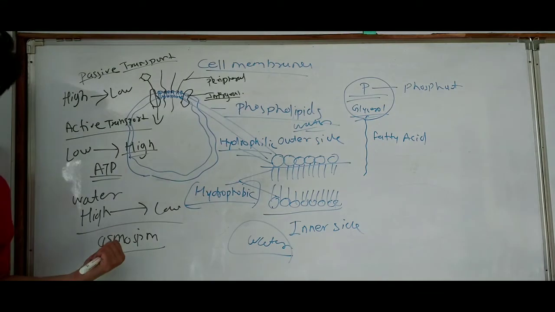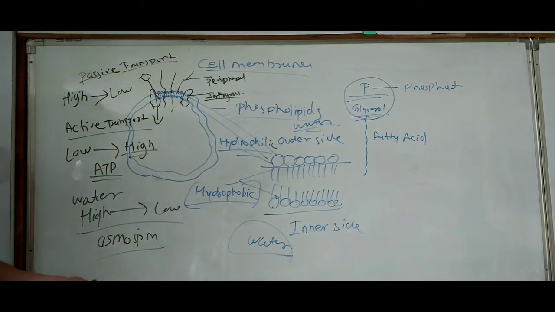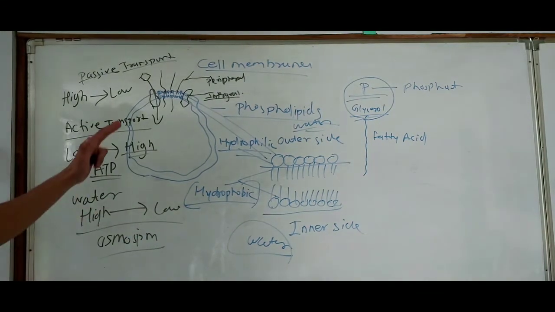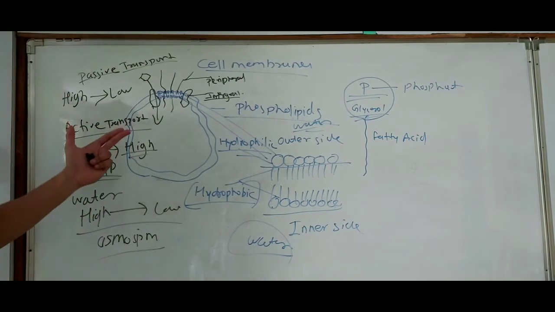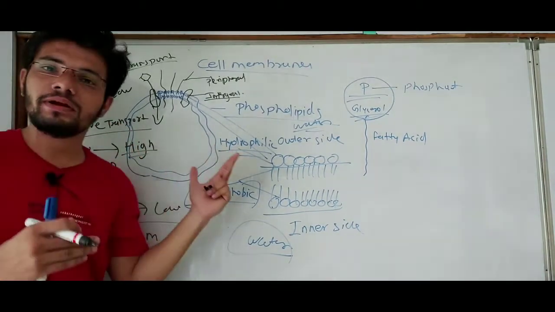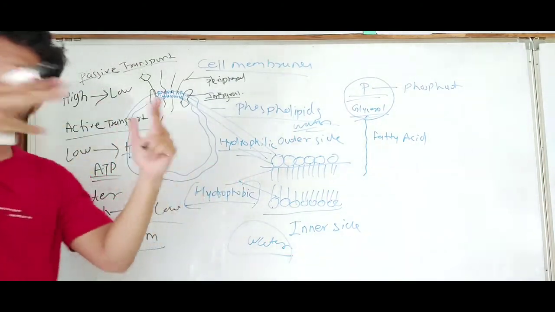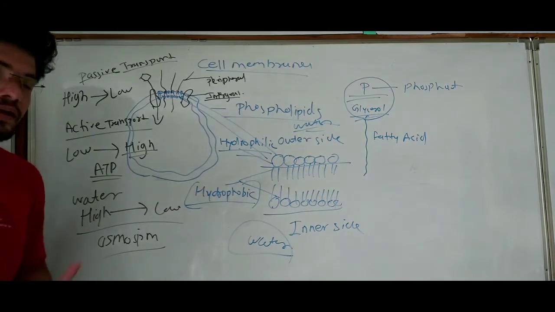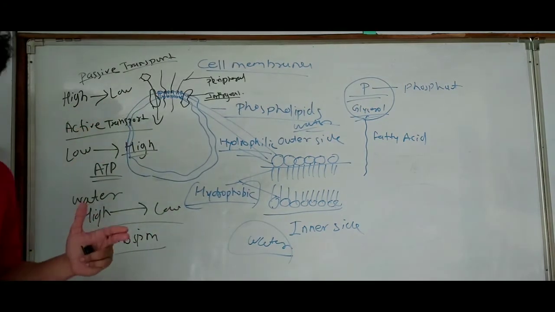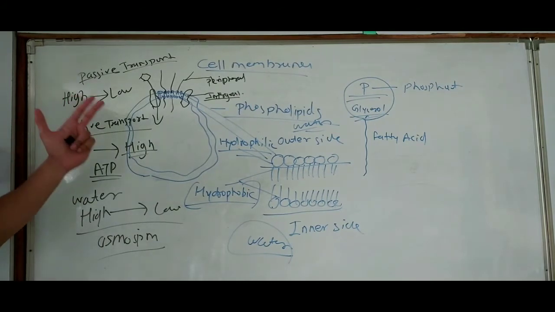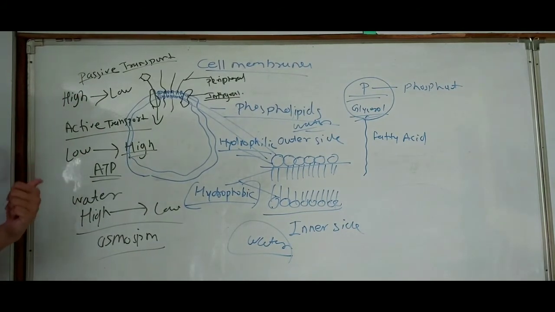So this is all about the cell membrane, its structure and its function. The cell membrane has the function of providing shape to the cell and carrying out cell transport. So this is all about the structure, function and transport of the cell membrane.